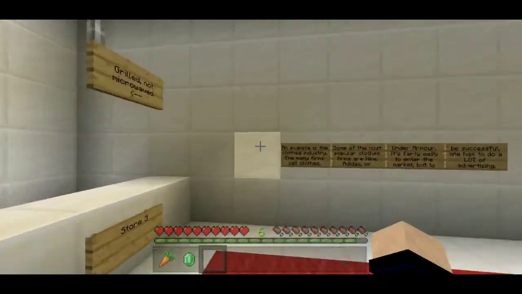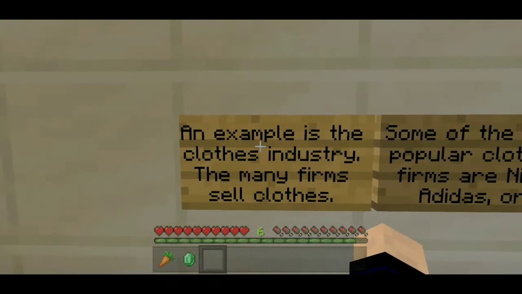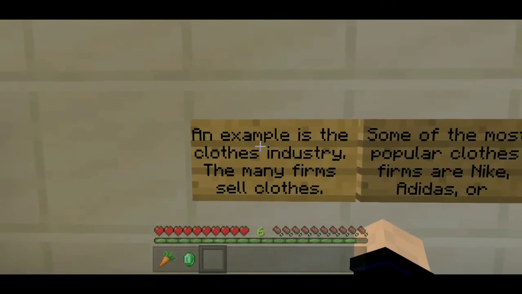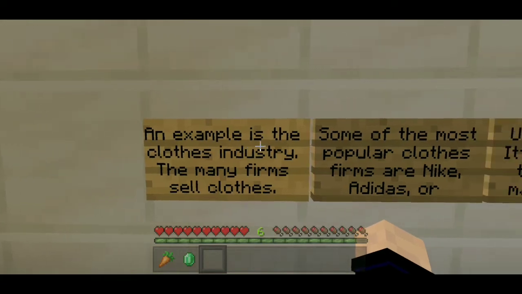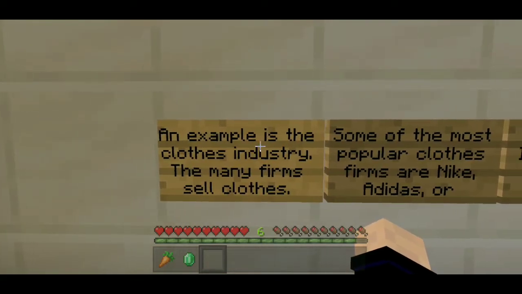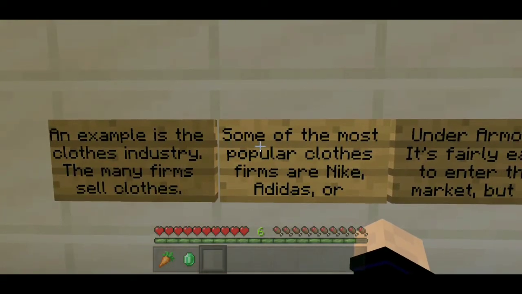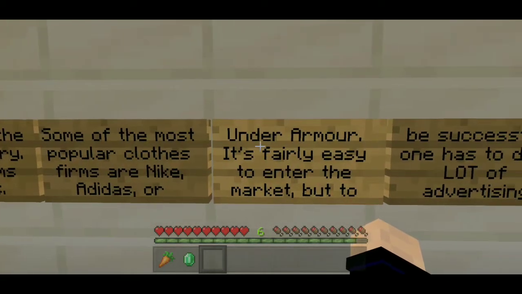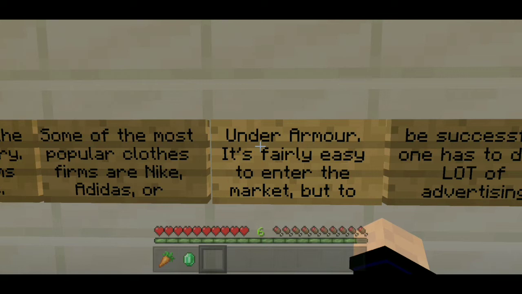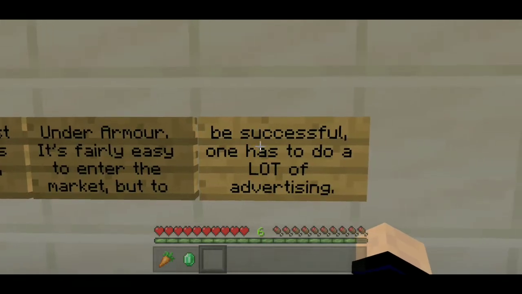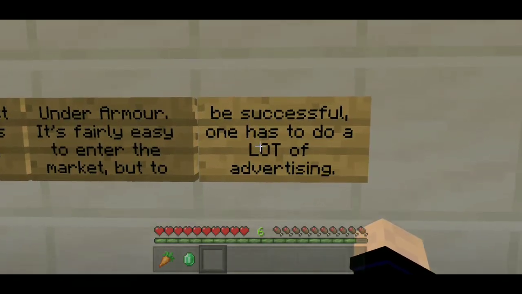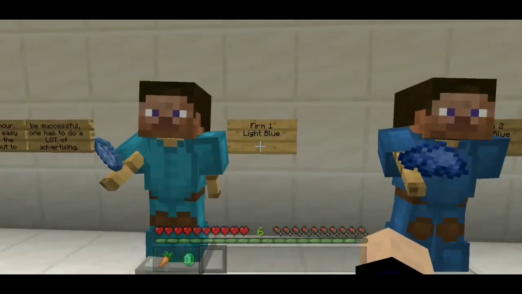So a real life example is the clothes industry. There are many firms that sell clothes, but some of the most popular are Nike, Adidas, or Under Armour. It's fairly easy to enter the market, but to be successful, you have to do a lot of advertising. So here we have another example.